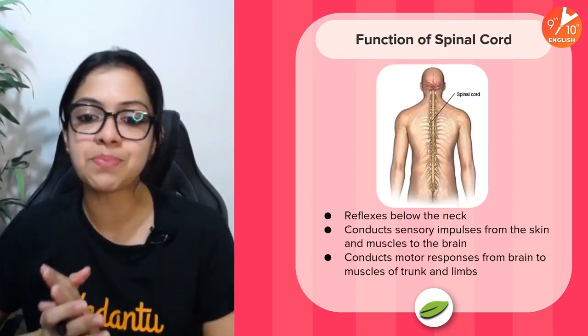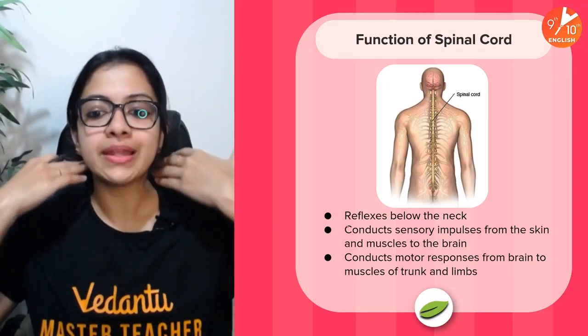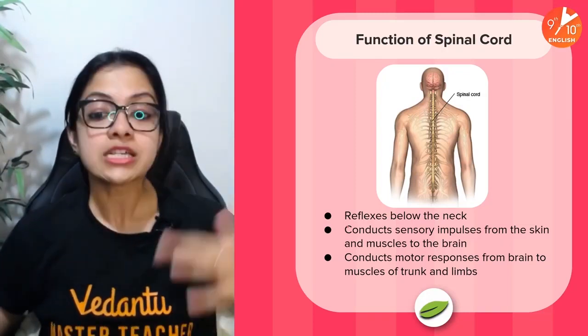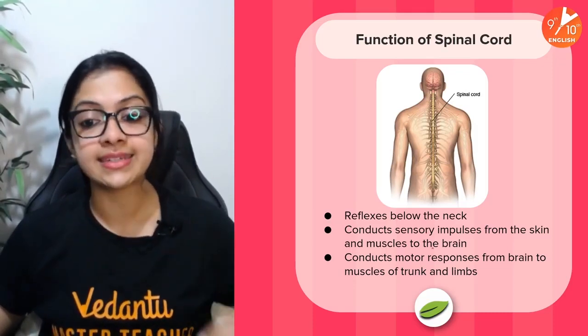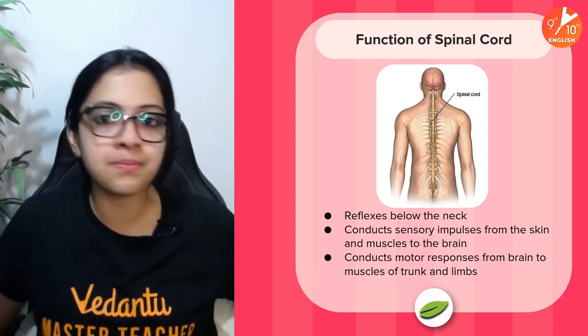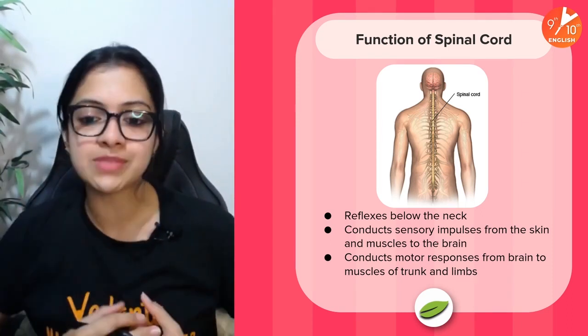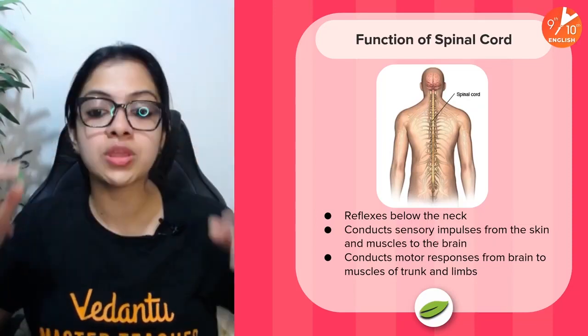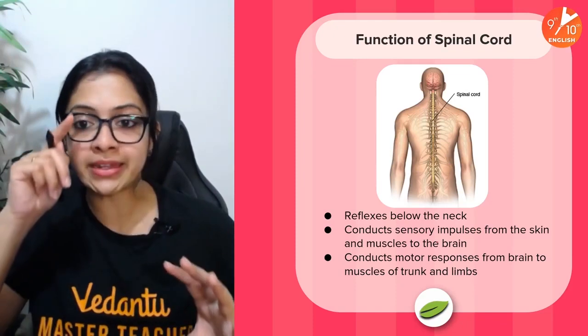All right, so here we go. What all does your spinal cord do? It chiefly controls all the reflexes below the neck. Okay, spinal reflexes, as we may call them. And we can say that it conducts the sensory impulses from your skin and muscles to the brain and back as well. And it also conducts motor responses from the brain to the muscles and the glands in a way. Okay, so this is what the spinal cord mainly does.